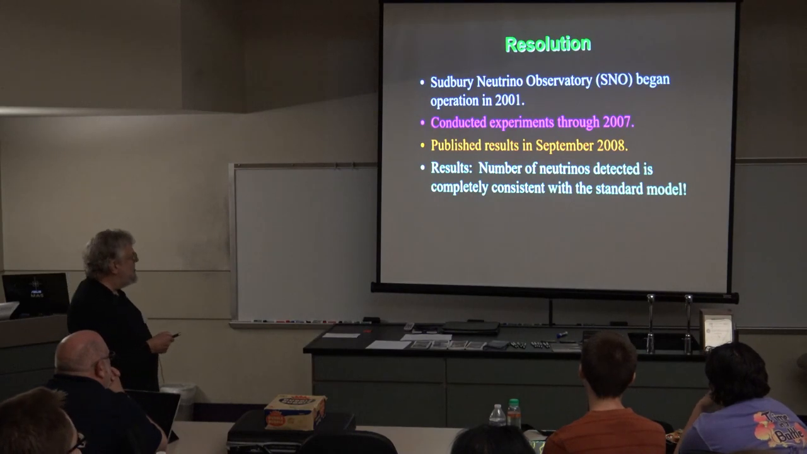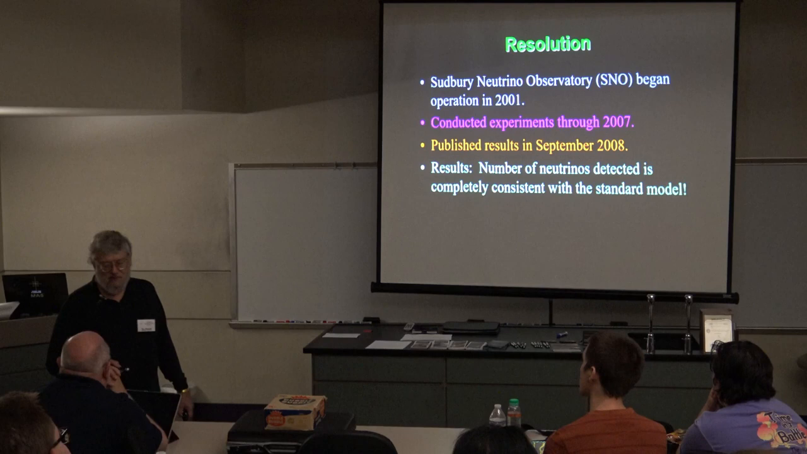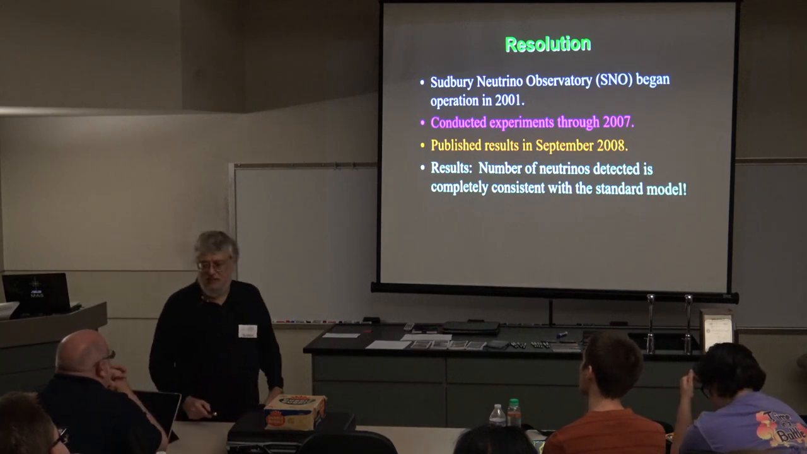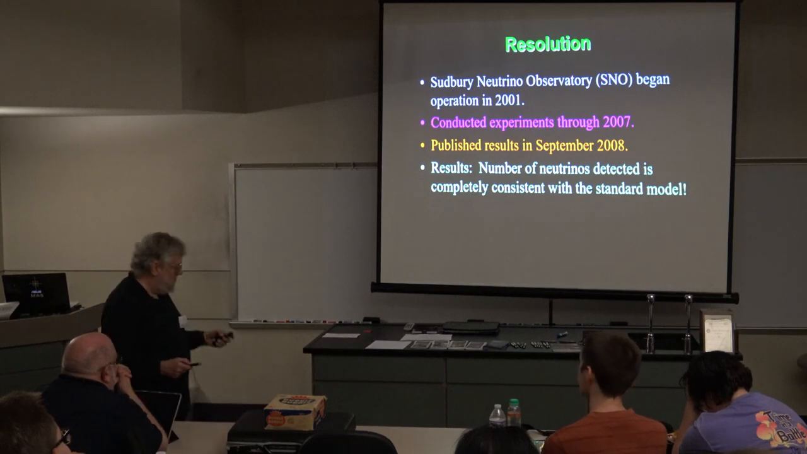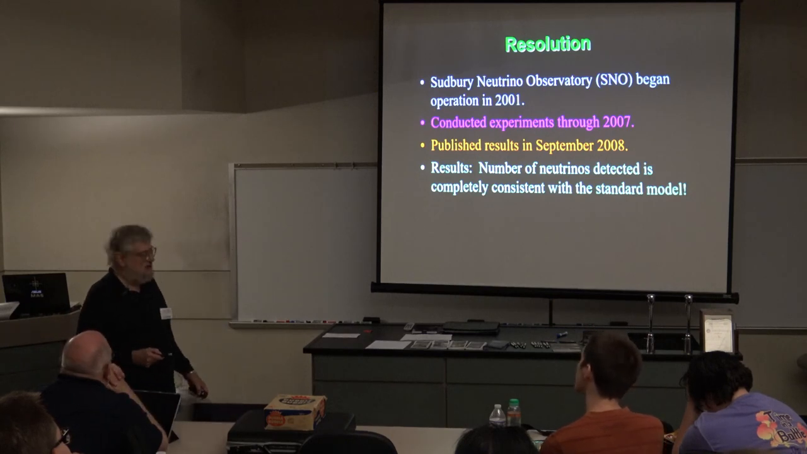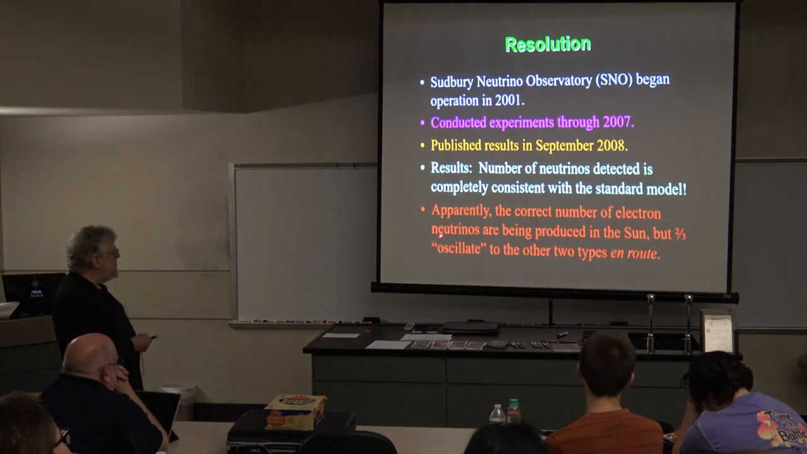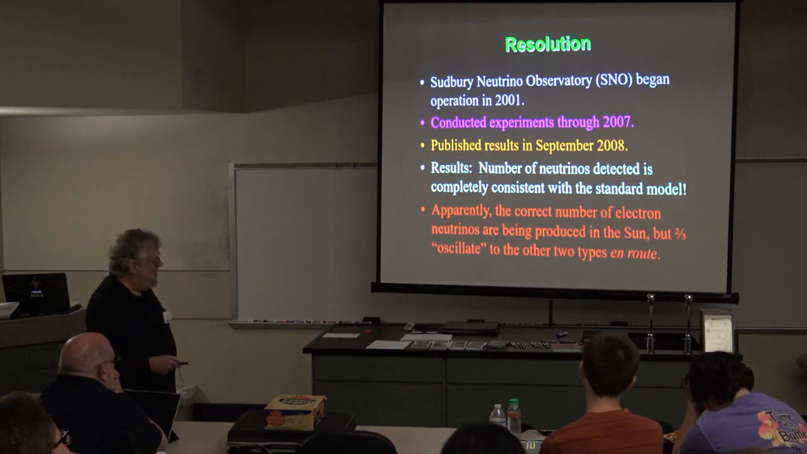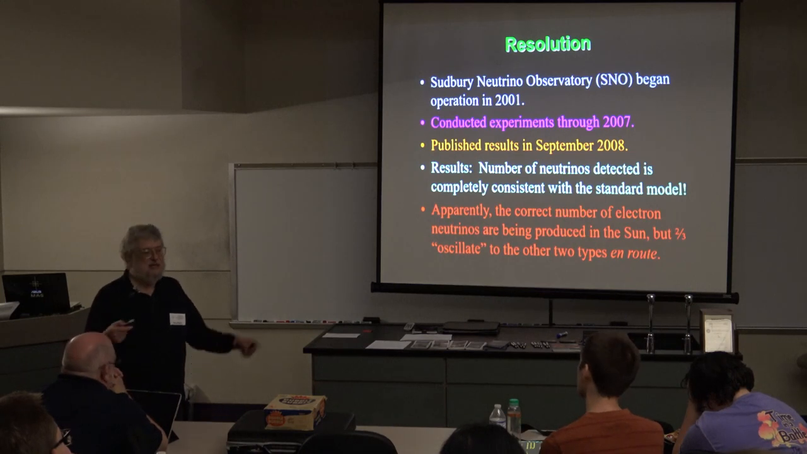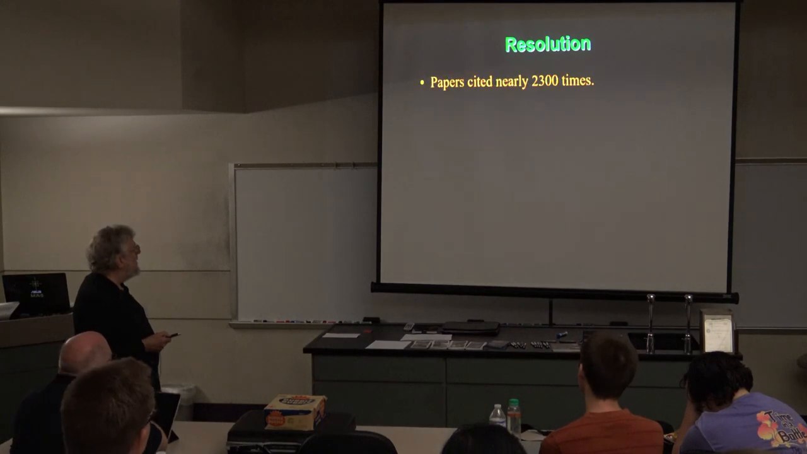The number of neutrinos detected is completely consistent with the standard model. They figured out how many hits they should be getting every day, and they got exactly that. So that was a major breakthrough in so many different areas. Apparently the correct number of electron neutrinos are being produced in the sun. Two-thirds of them alternate to the non-detectable form unless you use the heavy water to detect them, and then you catch them all.